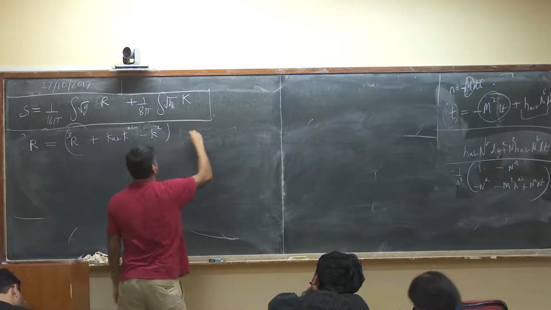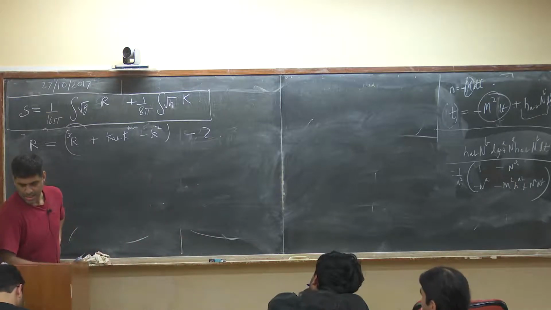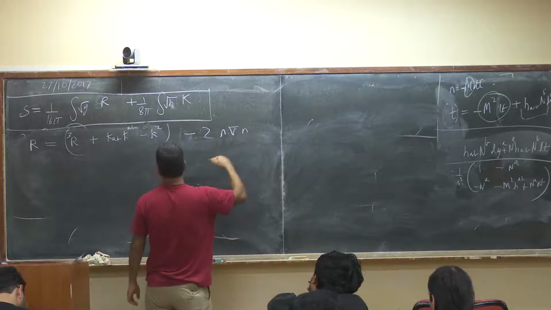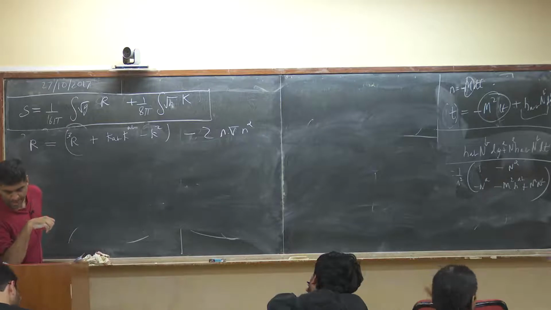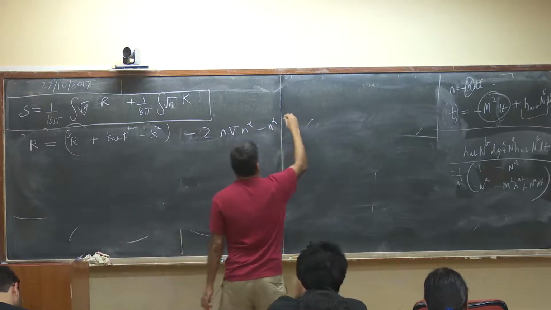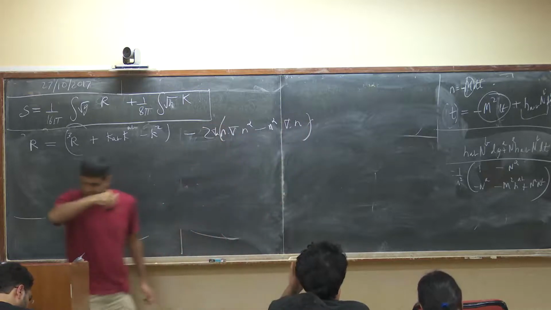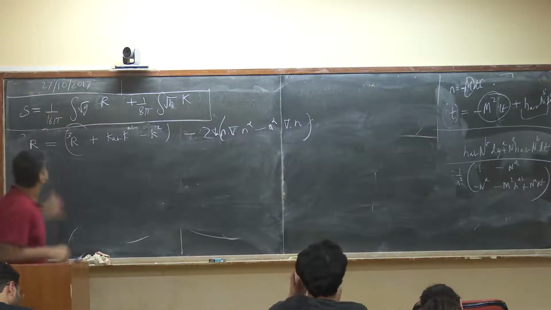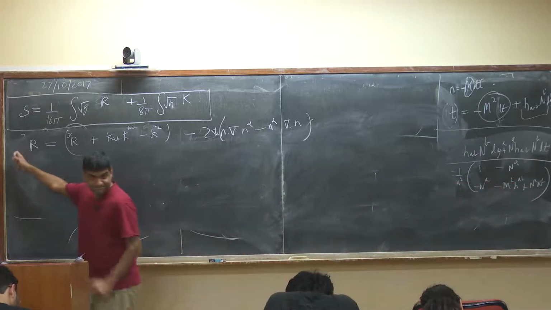And then there was minus 2 times the divergence of n dot del n, let's call it alpha, minus n alpha of del dot n, and then the whole thing total diverges from that. Right. So this was the relationship for the 4-dimensional Ricci scalar.